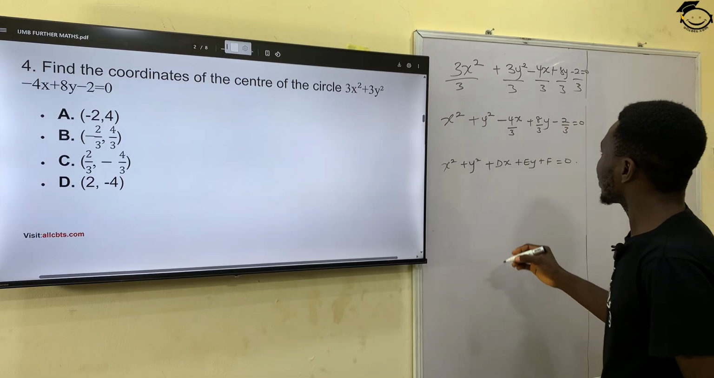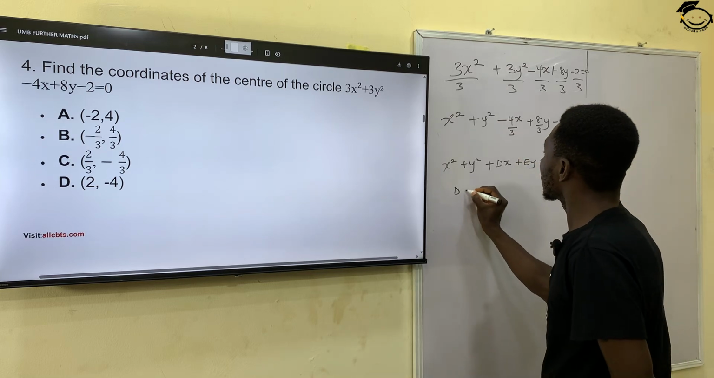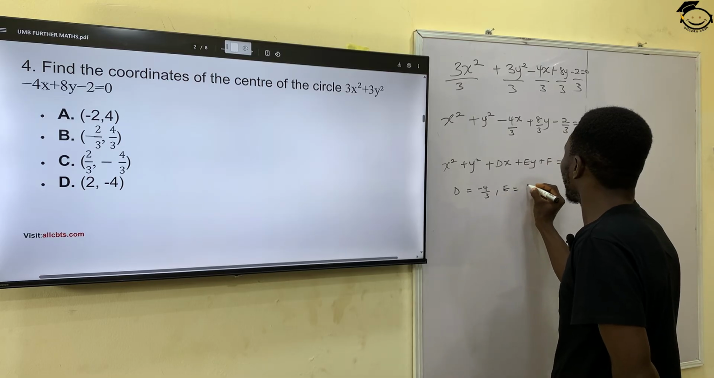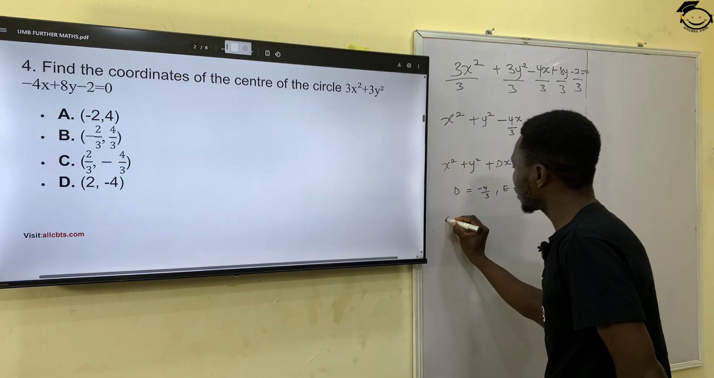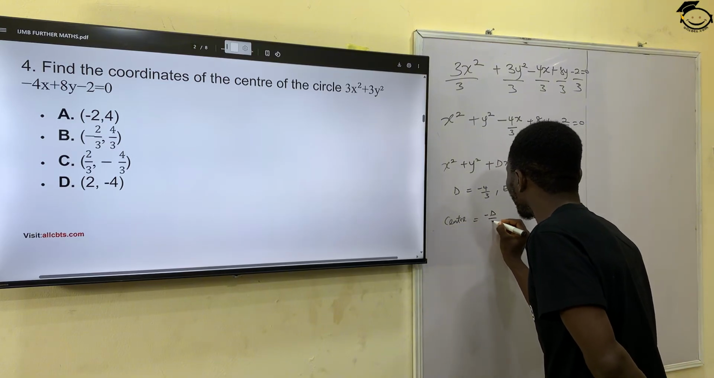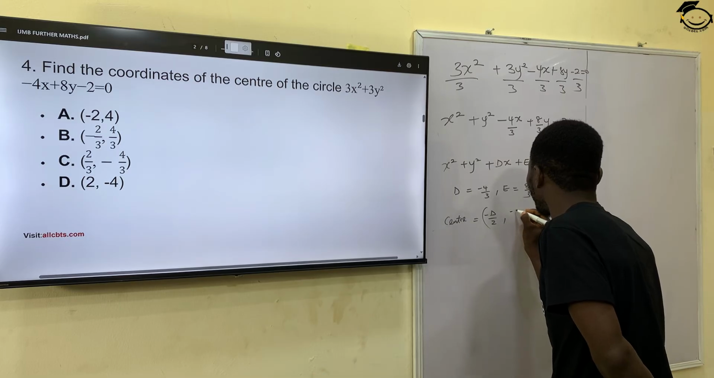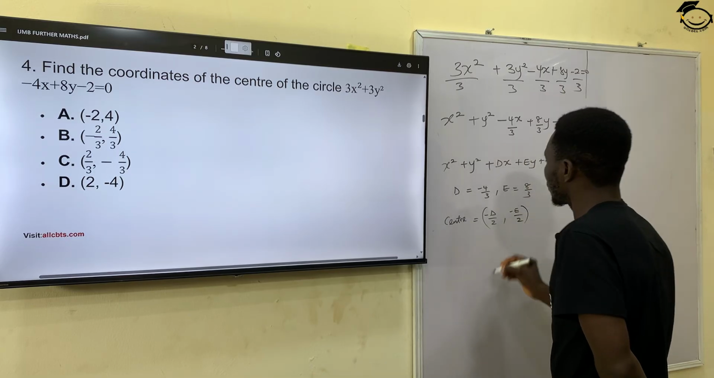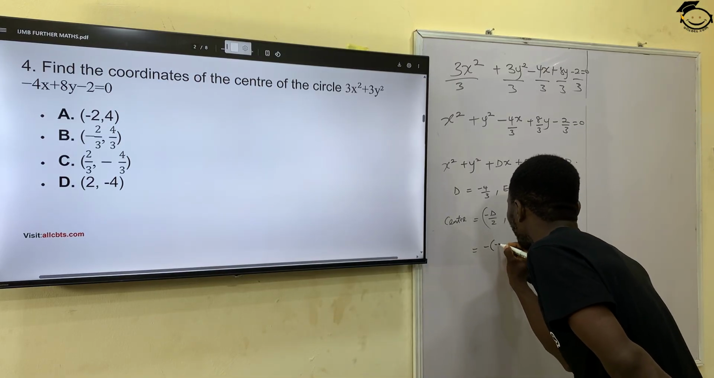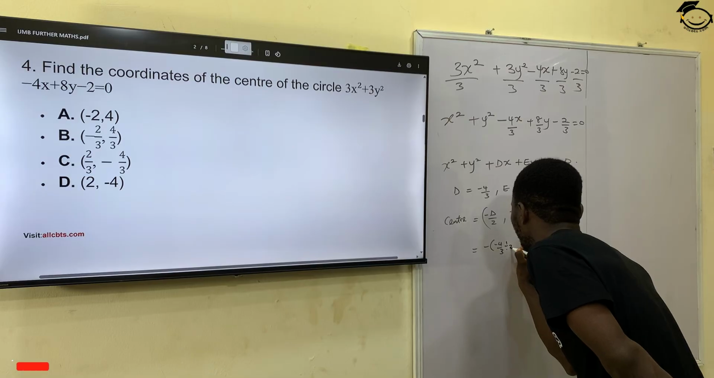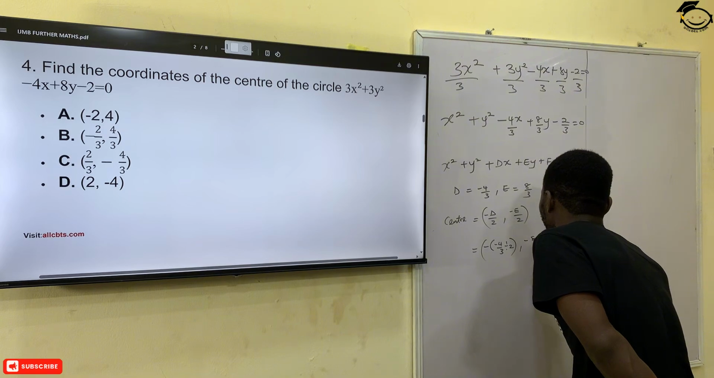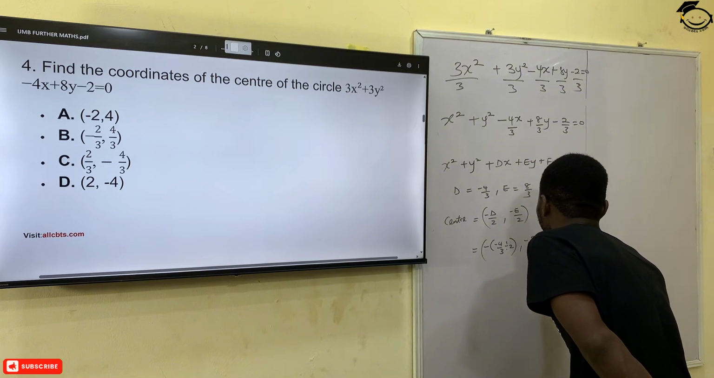So in this case, you discover that my d is minus 4 over 3 and my e here is 8 over 3. And the center of the circle is equal to minus d over 2 and minus e over 2. So it means I'm going to divide this and divide this. So that will give me minus, open bracket, minus 4 over 3 divided by 2, comma, and I have minus 8 over 3 divided by 2.